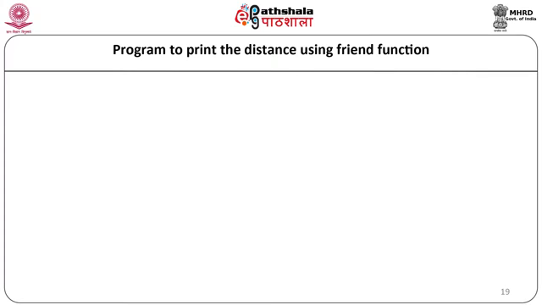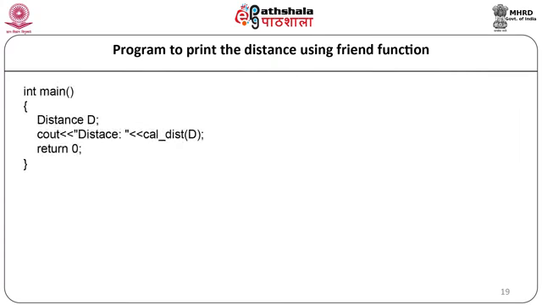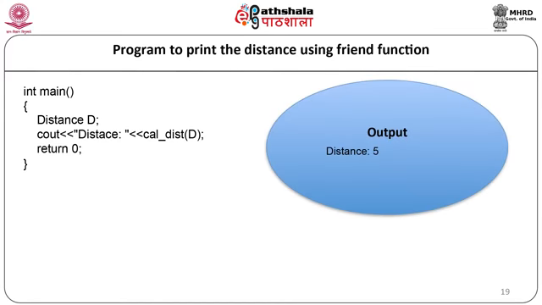Now we will start with our main program, integer main. Here we will declare the object of class Distance as Distance d, cout "Distance:", we are going to make a call to a function calDist, inside the brackets the object d will be passed as an argument, return 0, and our main program will end. When the above code is compiled and executed, it will produce the result as Distance: 5.